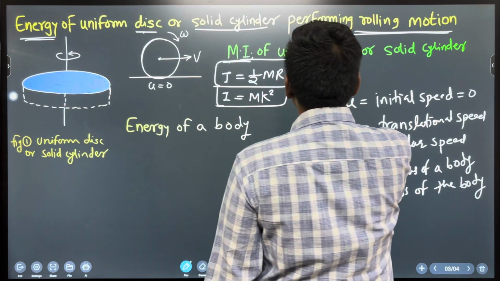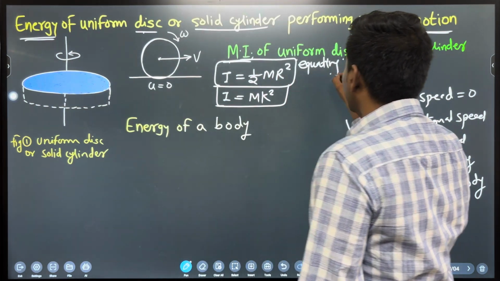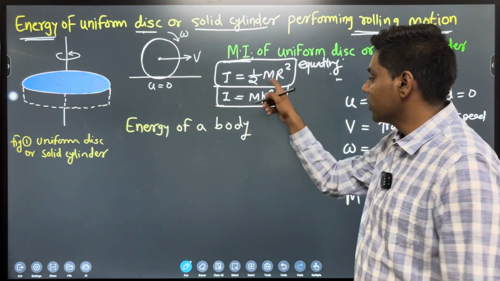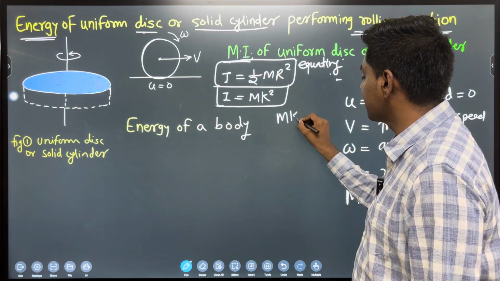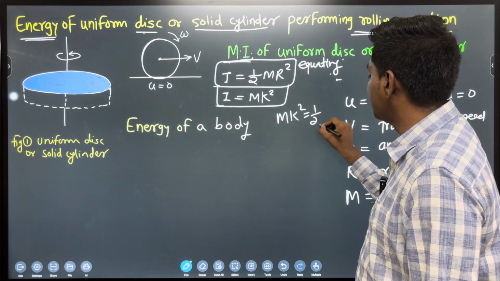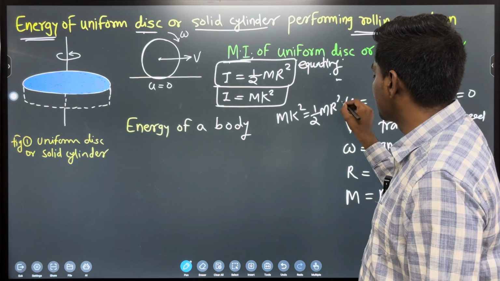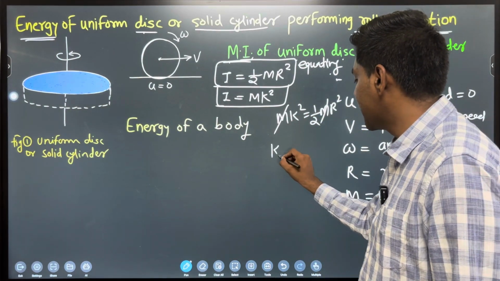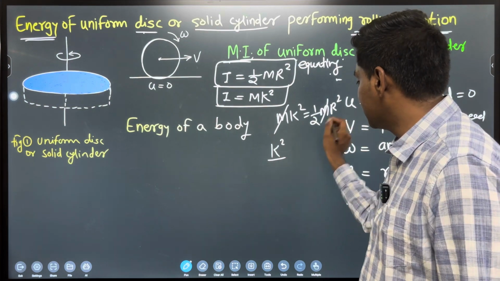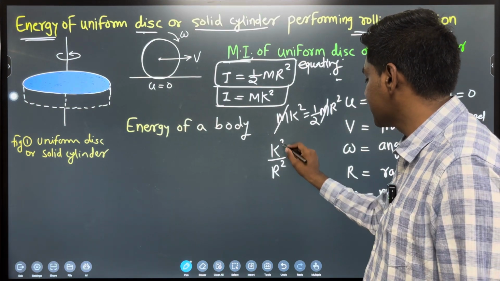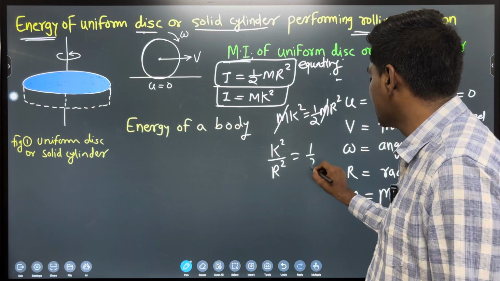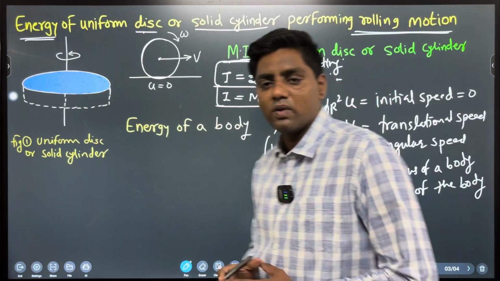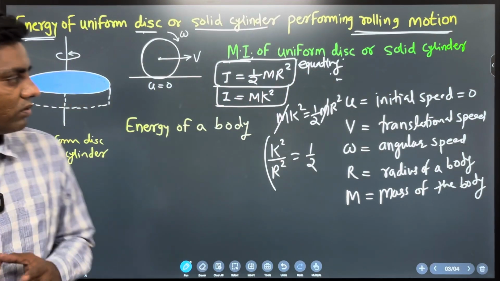After equating both, so what we get after equating both? So that is mk square is equal to half mr square. So on both side mass get cancelled. Take the ratio of radius of gyration divided by radius of the body, that is k square by r square is equal to what? 1 half. So we get the ratio of k square by r square equal to 1 half.